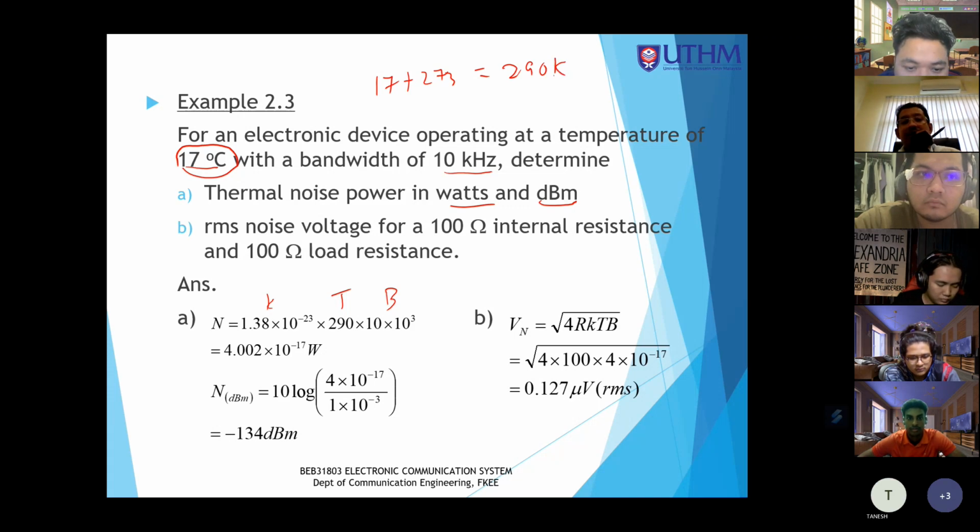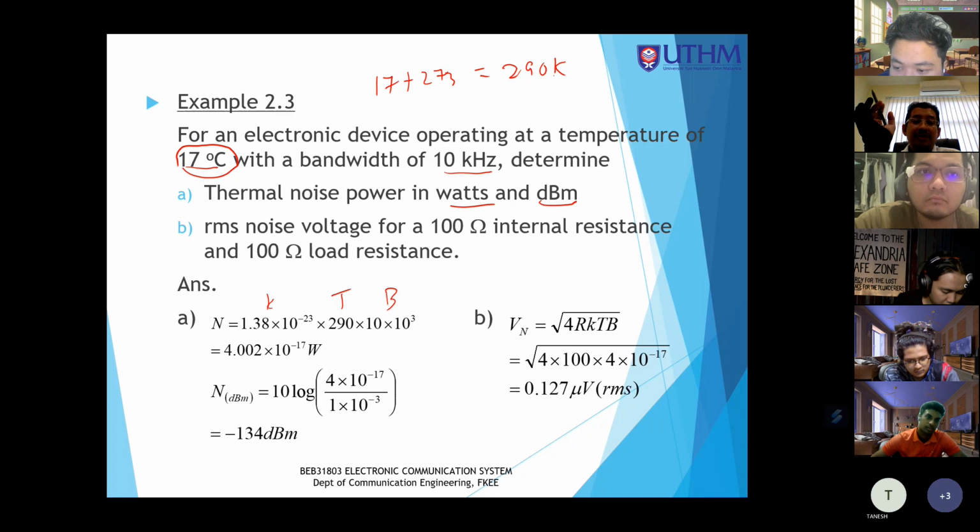Remember this. Jangan buat dalam sebutan Celsius. So ini adalah kesilapan yang sering dilakukan oleh pelajar. Berhati-hati, saya ingatkan all temperature unit must be in Kelvin. Semua sekali you kena tukar dalam sebutan Kelvin. So here 290 Kelvin multiplied with the bandwidth 10 kilohertz. So we get this noise power.